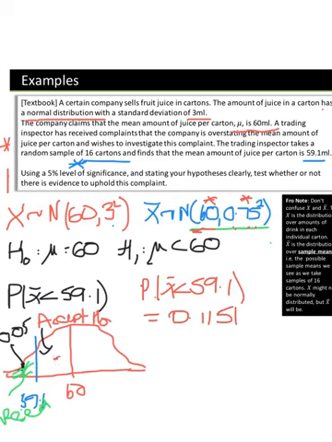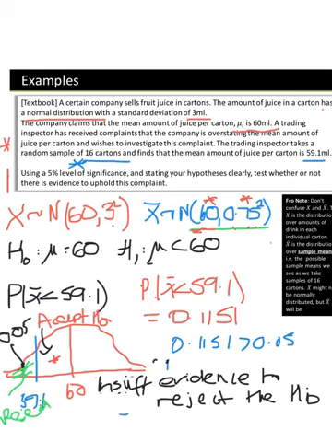Now, because it would fall in this region here, in other words, because 0.1151 is greater than 0.05, we say there is insufficient evidence to reject the null hypothesis. So because the probability that the sample mean is less than 59.1 is 0.1151, which is greater than our 0.05, testing at the 5% level of significance, and it falls in this area here, therefore we can say there is insufficient evidence to reject the null hypothesis.